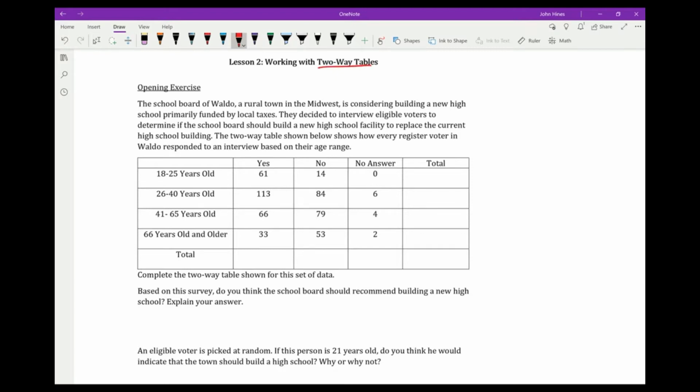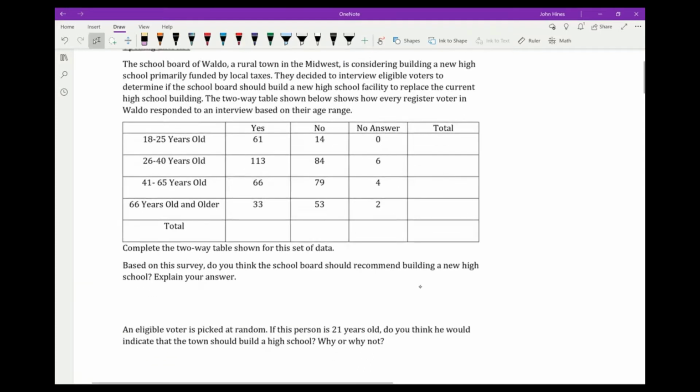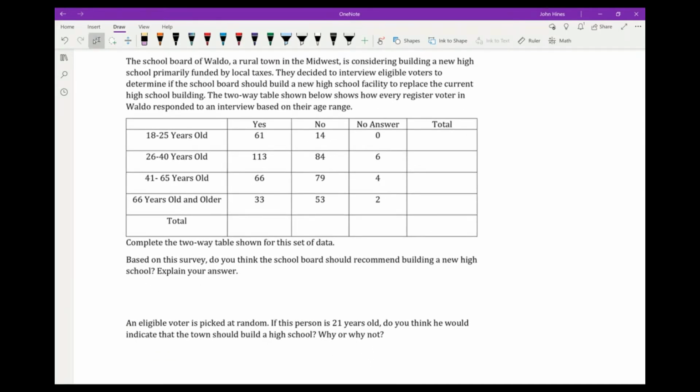So the school board of Waldo, a rural town in the Midwest, is considering building a new high school, primarily funded by local taxes. They decide to interview eligible voters to determine if they should build the new high school to replace the current one. So a two-way table below shows how every registered voter in Waldo responds to the interview. This is called a two-way table because I'm looking at two categories. I'm looking at their age, and I'm also looking at their support for the high school. So there's two categories that I'm looking at here.